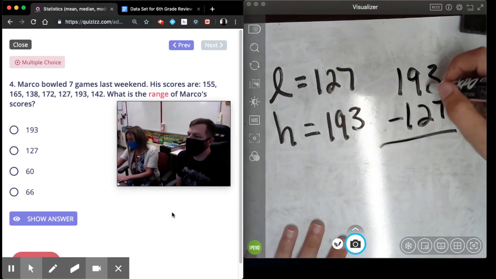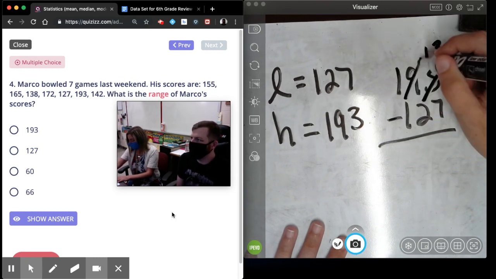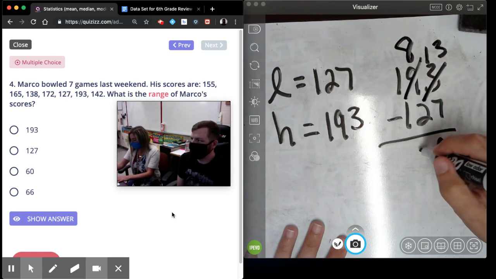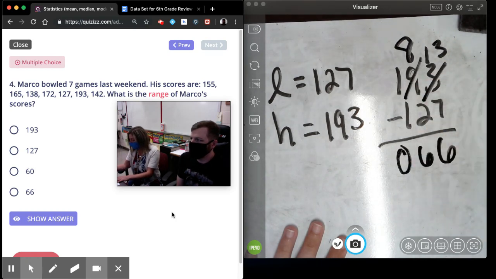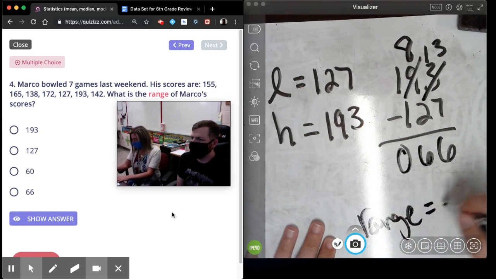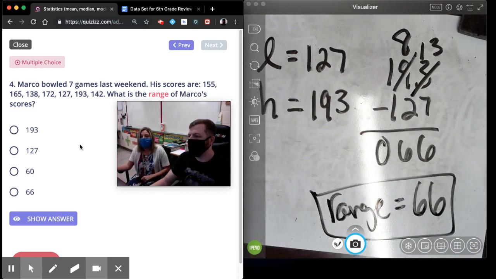I can't do 3 minus 7, so I'm going to make that a 13, and make that an 8. So 13 minus 7 is 6. 8 minus 2 is a 6, and that's a 0. So our range is 66. Since we're talking about word problems, always make sure you put the units behind it. Since it's the score in bowling, it would be 66 points.